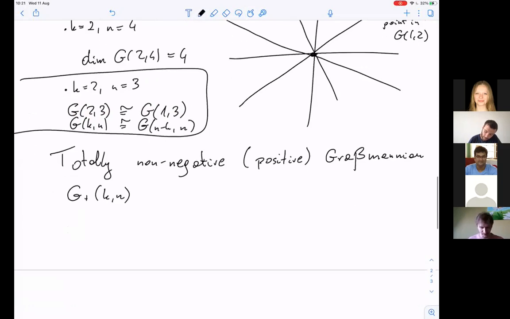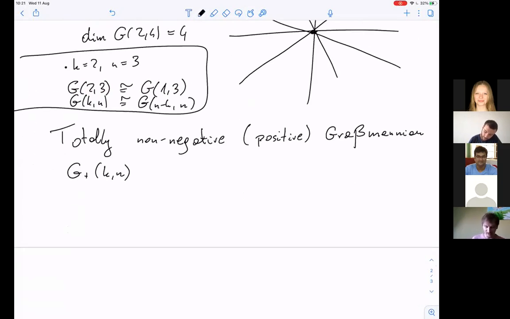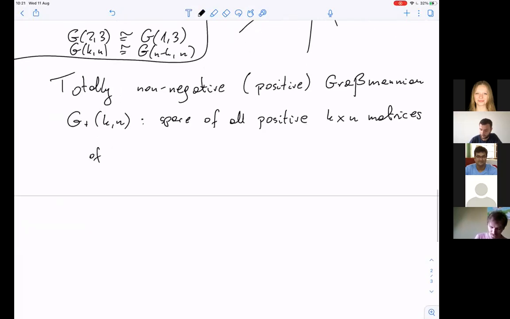Okay, so the positive Grassmannian. This is a subset of the Grassmannian. That's a space of all positive k by n matrices of the maximal rank, so of rank k, modulo GL(k). So it's k by n matrices of rank k modulo GL(k). That's what the Grassmannian is.